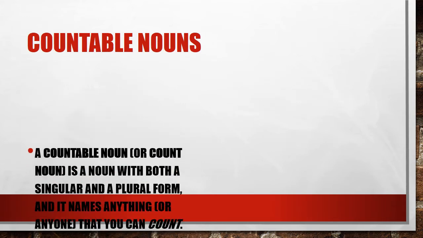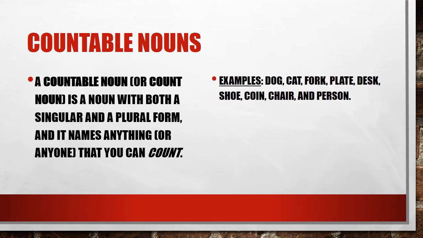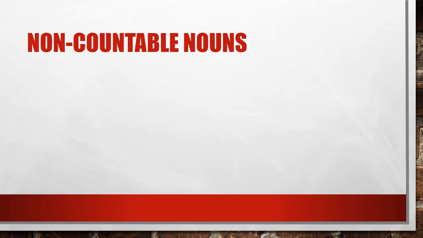Countable nouns. A countable noun or count noun is a noun with both a singular and a plural form, and it names anything or anyone that you can count. Some examples: dog, cat, fork, plate, desk, shoe, coin, chair, and person. We can count all of these things. That makes them count nouns.